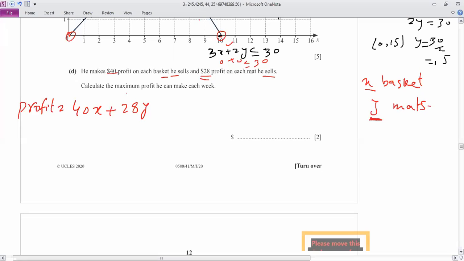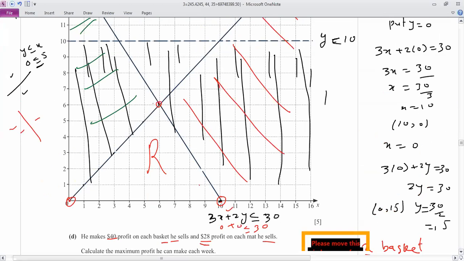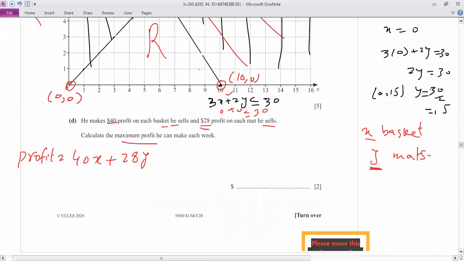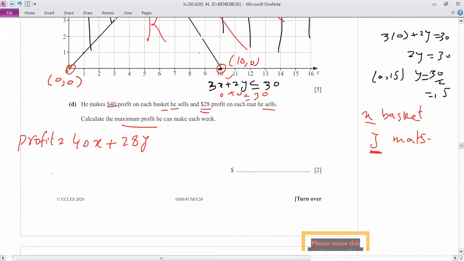Now you have to find the maximum profit. For finding the maximum profit, you will put in the corner points. This corner point is (6, 6), sorry. This corner point is (10, 0), and this corner point is (0, 0). So on which corner point will the profit be maximum? Put in each corner point. I will check with (6, 6). What will be the profit? Profit will be 40 into 6 plus 28 into 6. Can you calculate, please?